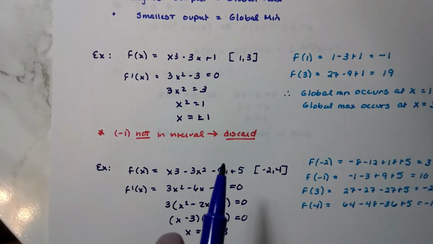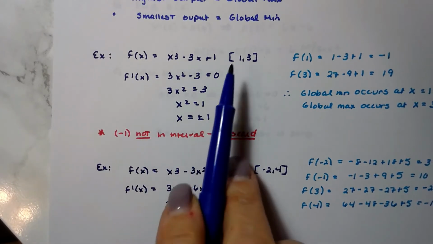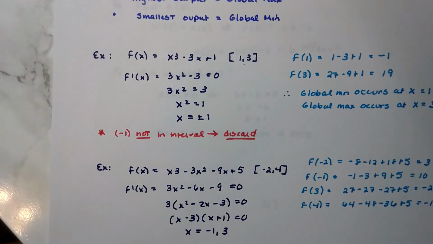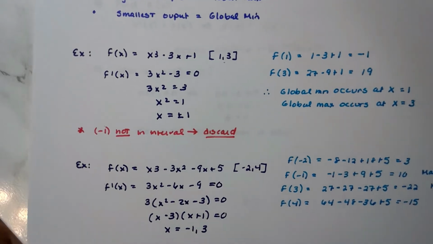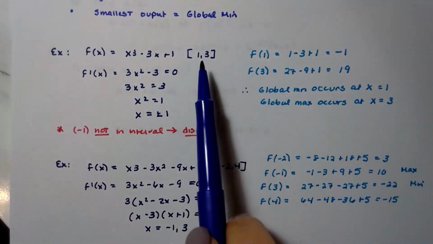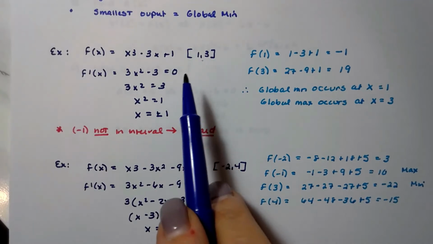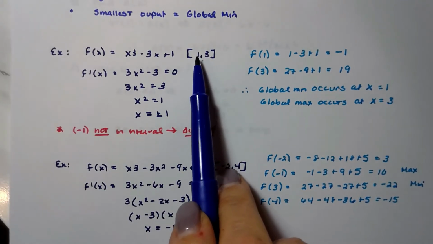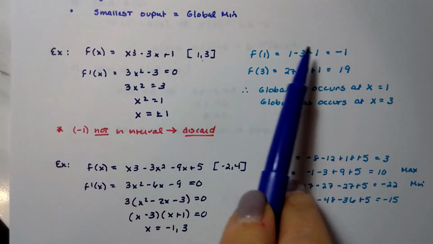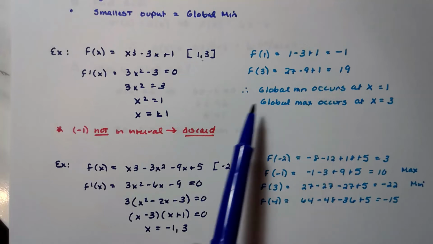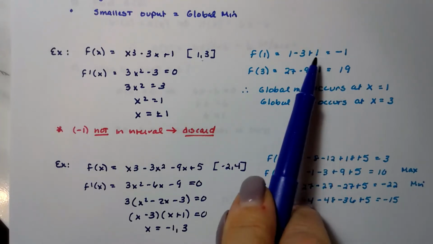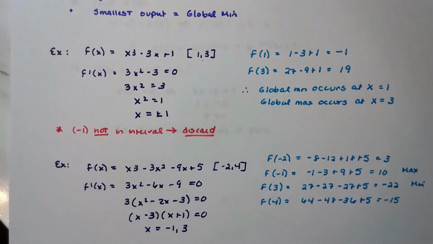Okay. Now I've got x equals plus or minus 1, but what I notice is that negative 1 falls outside of this interval, so I don't have to worry about testing negative 1. Discard it. And 1 is the endpoint of the interval, so I don't have to test it twice. So essentially, it boils down to the endpoints of the interval. If I plug 1 in for f, I get a negative 1, and if I plug 3 in for f, I get a 19. So I would say that the global minimum occurs at x equals 1, and the global maximum occurs at x equals 3.